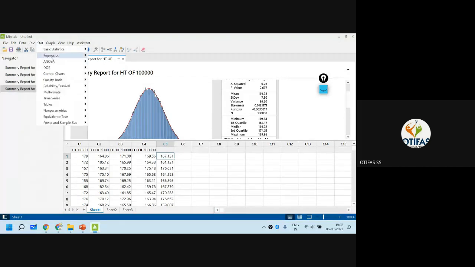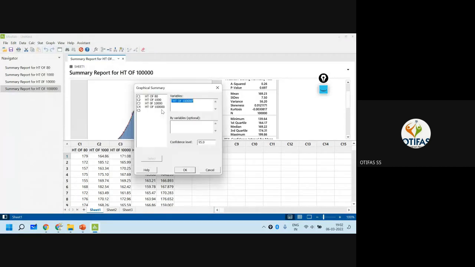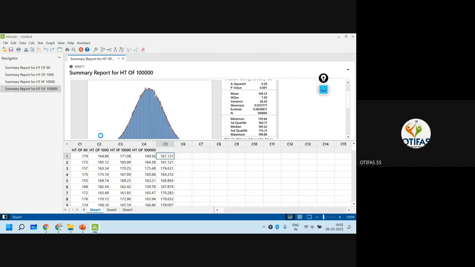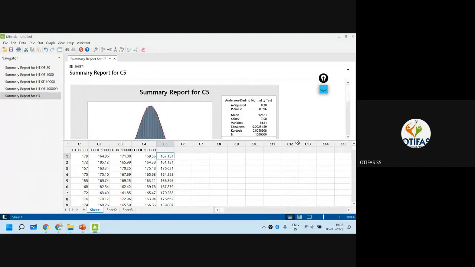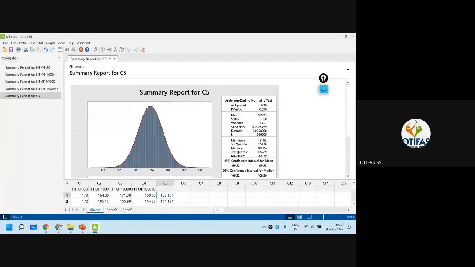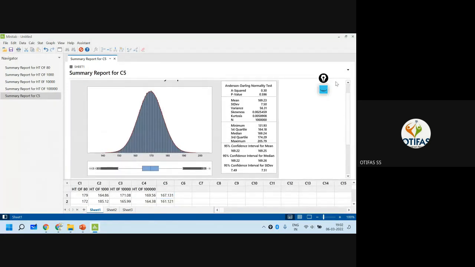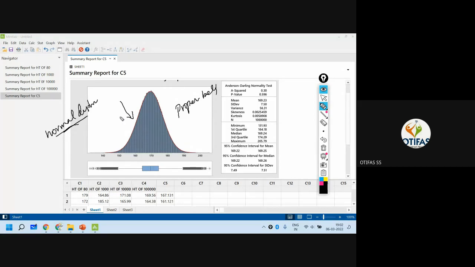Suppose if I have 10 lakh students data, let me see how it looks like. A proper bell curve. It's called a normal distribution. It's a very, very important distribution in Six Sigma problem solving. There are so many properties of normal distribution. We'll be learning the properties of normal distribution later, next Sunday.